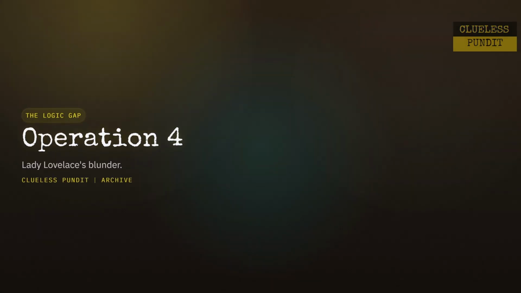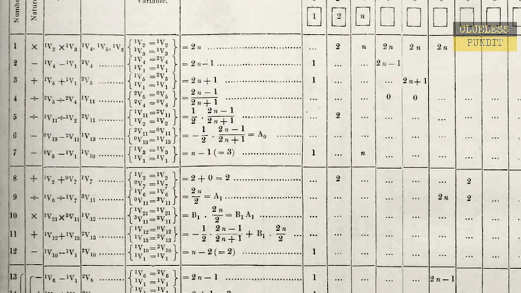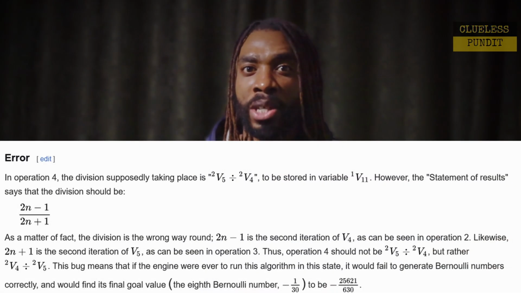What on earth was going on? So I had to dig into the simulation traces to see what was happening. Oh, what I saw dropped a nuclear bomb on my head. After digging through the traces, I found references to a possible bug in the fourth operation of Lady Lovelace's algorithm. Even the Wikipedia entry for Note G mentions it.